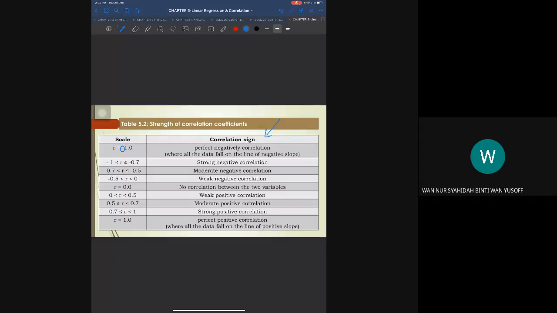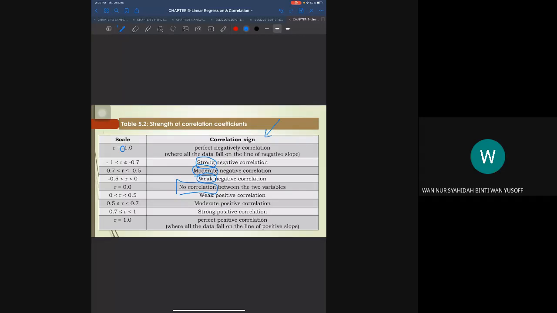Okay, if your R is 1, it means that we have perfect correlation between X and Y. If your R is between 1 and 0.7, then we have strong correlation. If your R is between 0.5 and 0.7, then we have moderate correlation. If your R is from 0 to 0.5, then we have weak correlation. And if your R is equal to 0, then there is no correlation between the variables. So they are not related to each other at all.